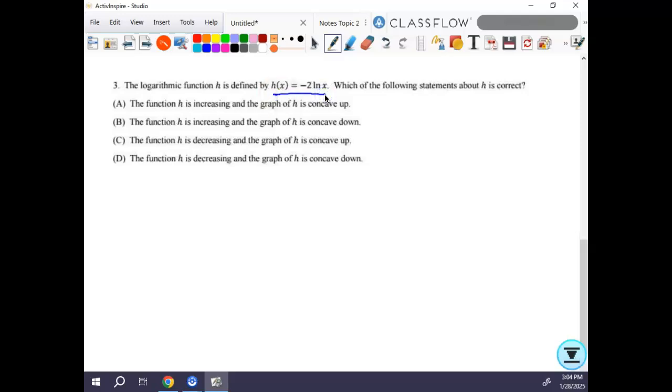Okay, a logarithmic function is defined by h of x. Which of the following statements about h is correct? Okay, so I need a little graph here. I know that just this part is going to look like this. The 2 itself would be a vertical dilation and stretch it, which doesn't really change much the way it looks since I don't have a scale. But this negative reflects it in the x-axis, so it ends up looking like that. So this is the one I'm looking at. The function itself is decreasing, so I can eliminate A and B, and it is concave up, which is C.